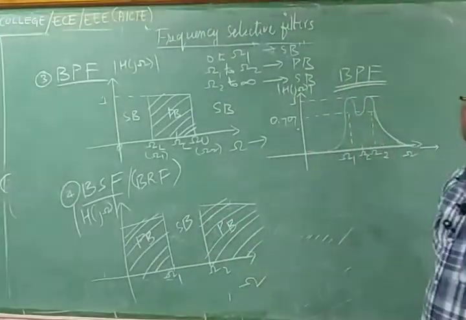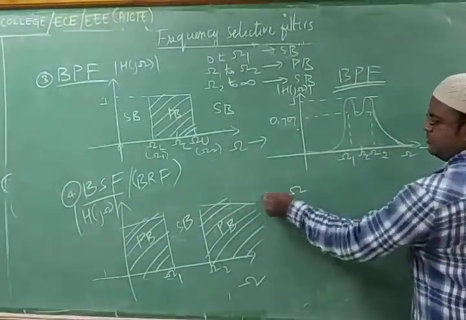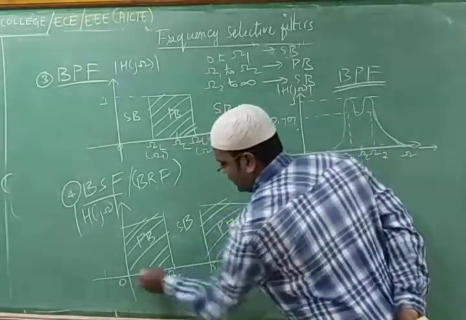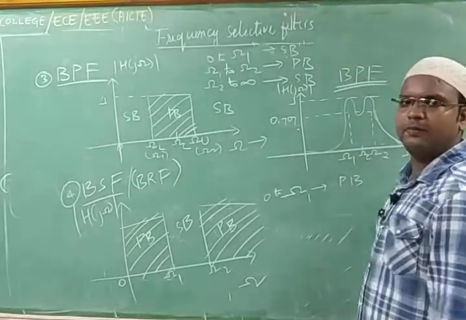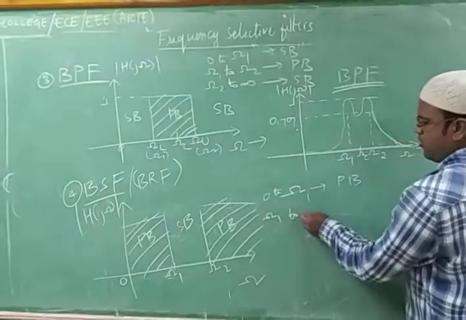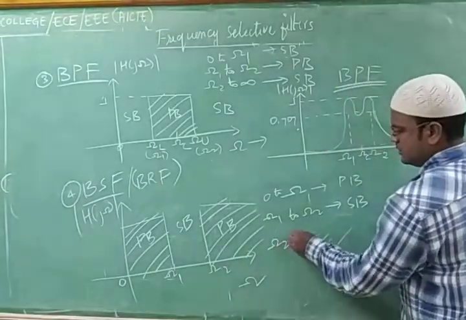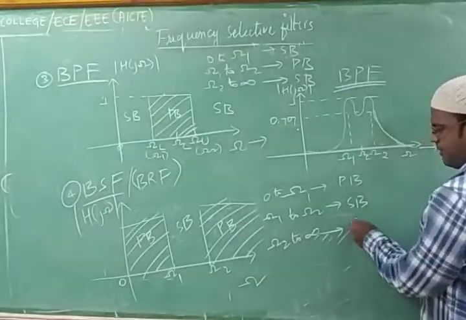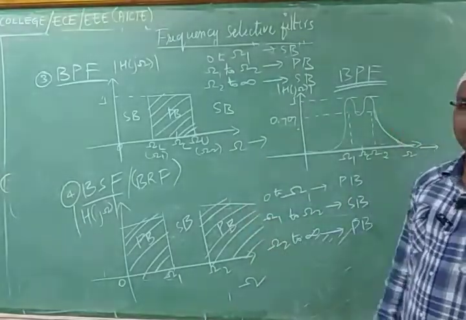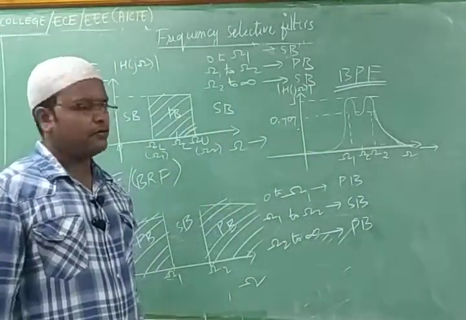So how do we mention the condition for it? For writing the condition, I'll mention that from 0 to omega 1, it is in the pass band. It allows that particular frequency component. Similarly, between omega 1 and omega 2, which band is it in? Stop band. After omega 2 to infinity, it is again in the pass band. So quite the reverse of the previous one would be this one, the band reject filter or band stop filter. So this is the way we'll write it down.